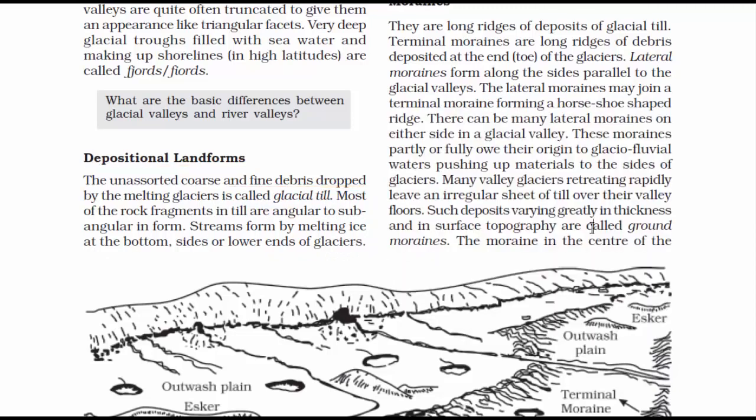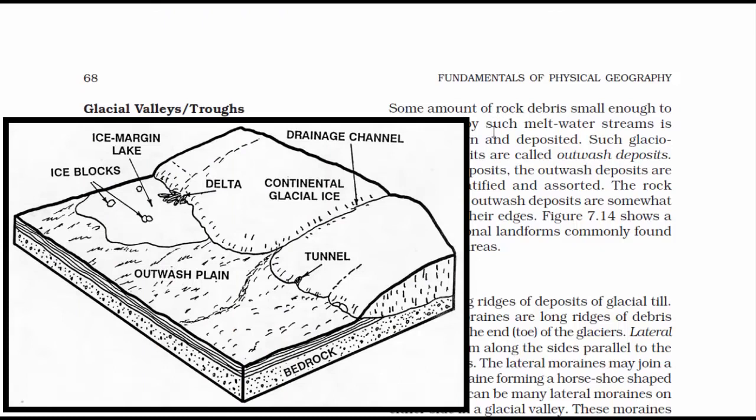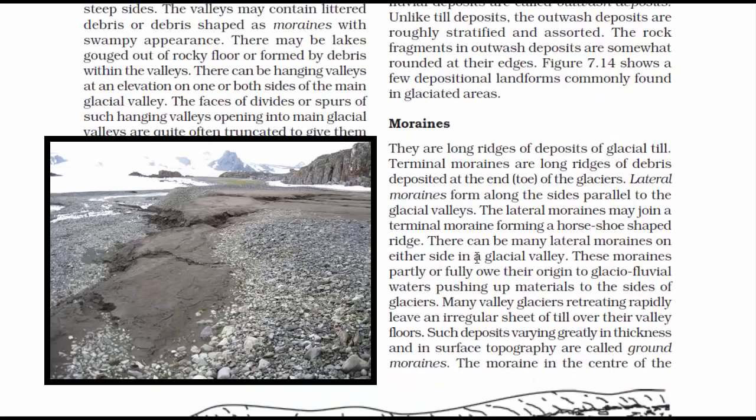Now when glaciers melt, you must have seen small streams of water flowing at the bottom or lower ends of the glacier. In this stream, rock debris are carried and deposited. These rock debris are also called glaciofluvial deposits, and there's another term for it called outwash deposits. These outwash deposits are somewhat round at their edges, and the reason is the continuous running water. The continuous force of running water makes the edges of the rock smooth. So that's how depositional landforms exist due to glaciers.